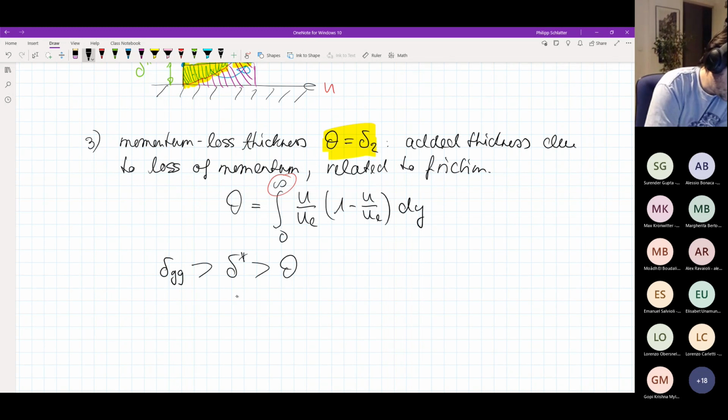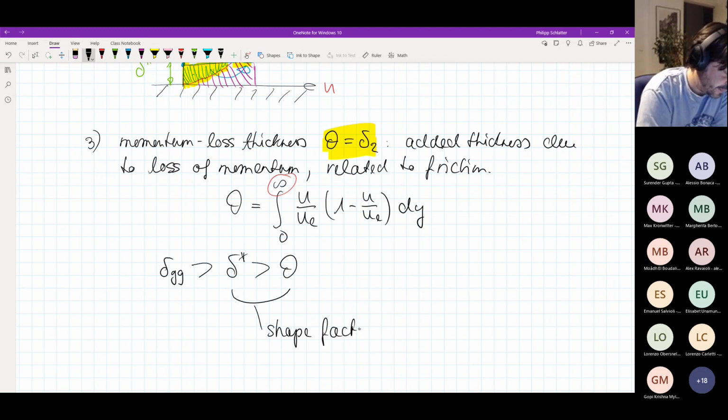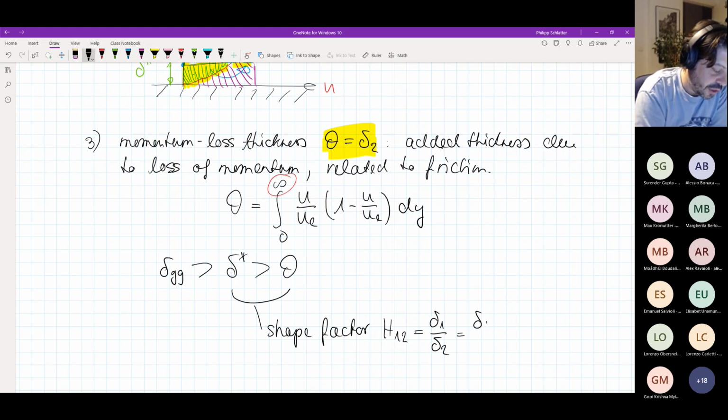There is one last thing that I would like to introduce, and that is the ratio between delta star and theta. That is something that is called the shape factor. That's a number that we typically use in boundary layer research. And this shape factor, which can also be called H12, the 1 and 2 relates to the ratio between delta 1 and delta 2, or as we now know, delta star and theta.